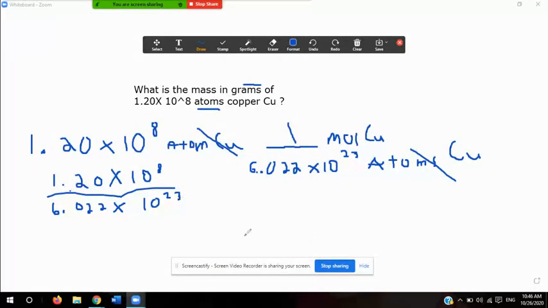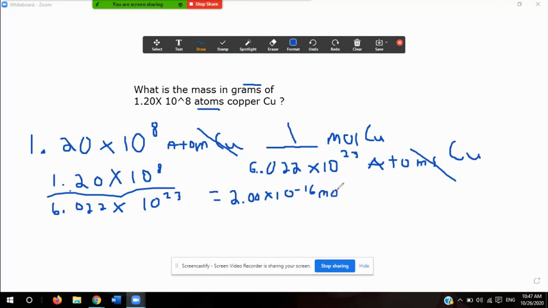So I just round that up to 2, and I write it as 2.00 times 10 to the power of negative 16 moles of copper. Now, I'm not done yet because I want to go from moles to grams. So I just went from atoms to moles. Okay, so I'm going to go ahead and box this answer in.